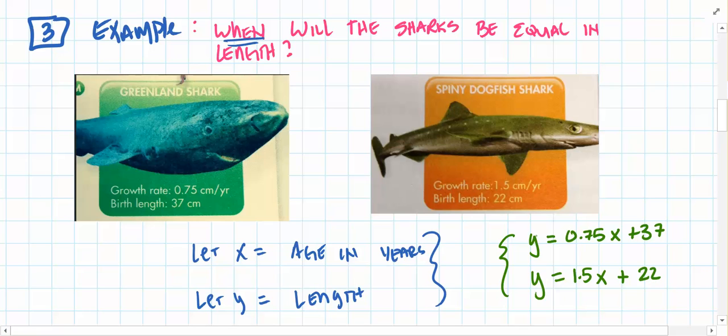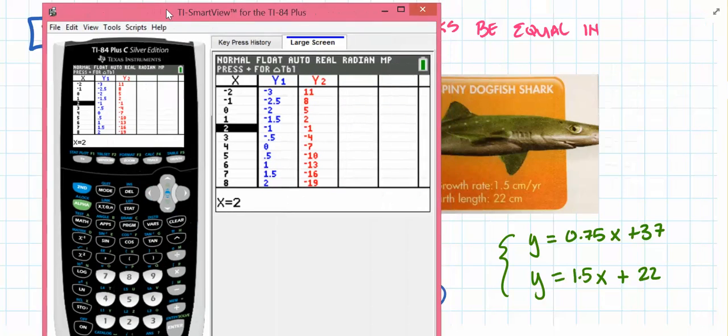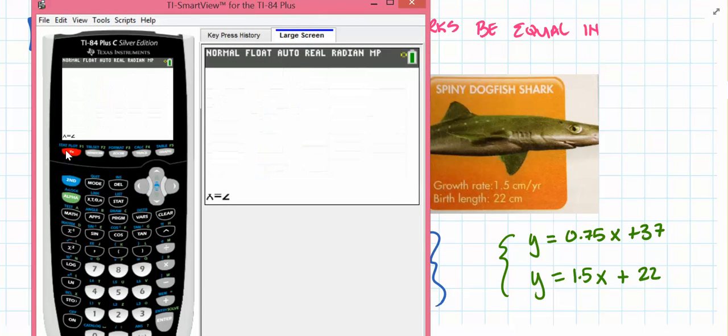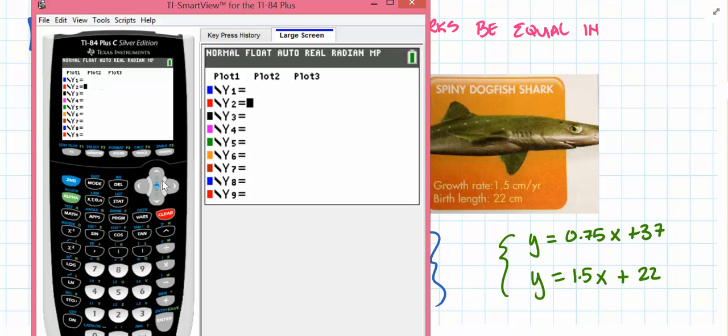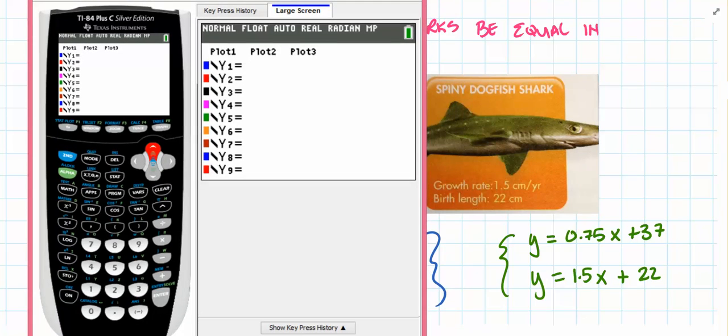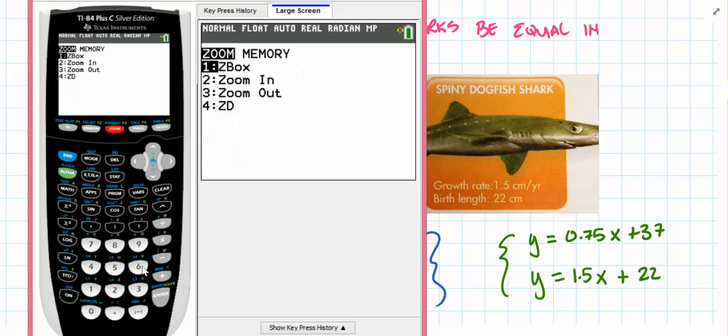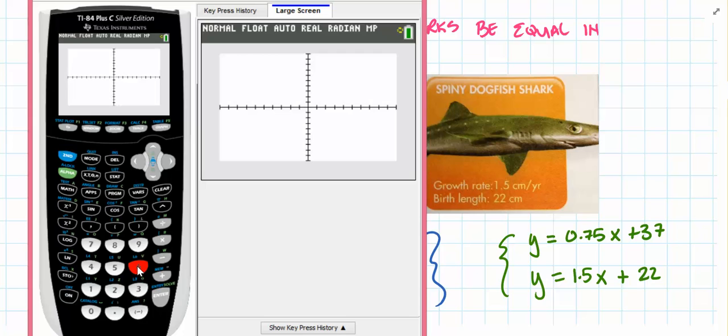So we're going to take this information and plug it into our calculator. I'll move over here so we can see it. Go to y equals, clear these two out right away, and let's put in 0.75x and then plus 37, and then we'll move on to here and put in 1.5x and then plus 22. If you need to do this yourself, just pause the video and do it. So hit zoom 6, and here is what you should see.